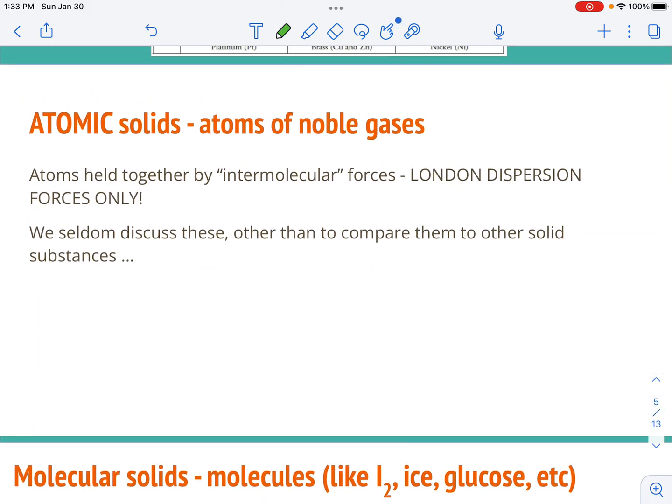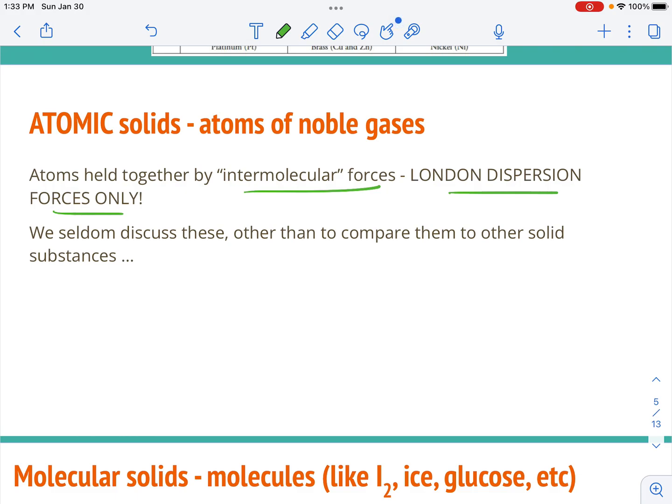Okay, so your book defines atomic solids as mainly the atoms of noble gases. And remember, they're noble gases because they are typically gases at room temperature. So we would have to really lower the temperature or increase the pressure to get them to become a solid at all. This is because if they were to be held together, they would be held together by intermolecular forces, and the weakest ones, London dispersion forces only. So it totally relies on the temporary movement of the electrons to go to one end or the other.